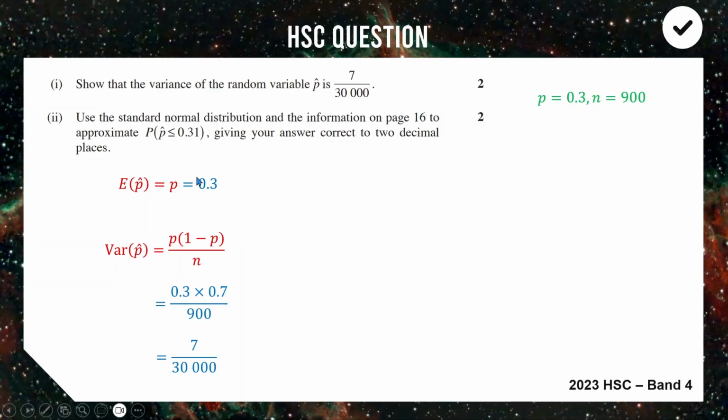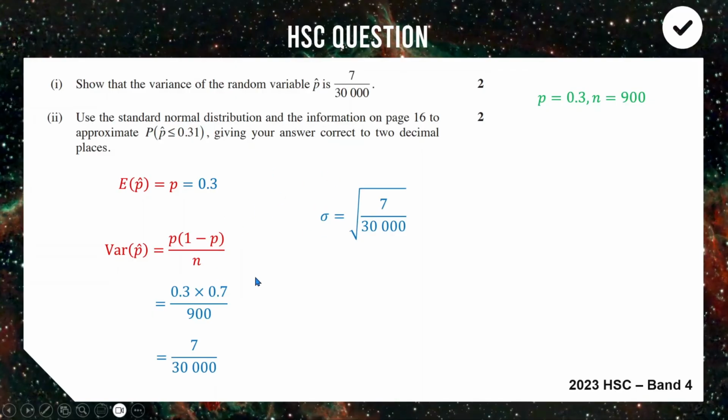Now we can do part 2, which is use the standard normal distribution on the information page 16 to approximate the sample proportion being less than or equal to 31%, correct to 2 decimal places. So we've done a bunch of these today. Now we're doing it for real in the HSC. All we're going to do to use our standard normal table is to turn 0.31 as a sample proportion into a z-score. So let's use our z-score formula.